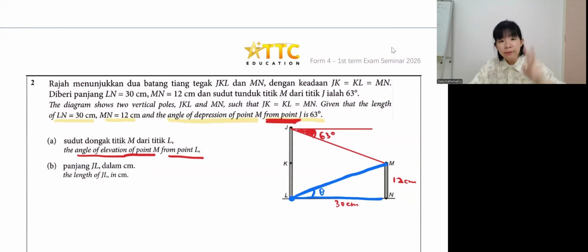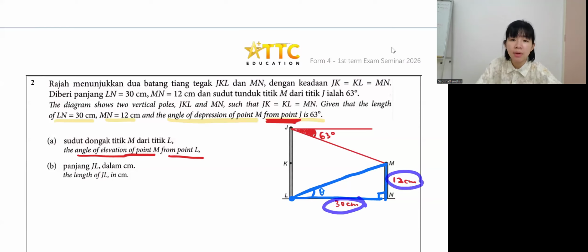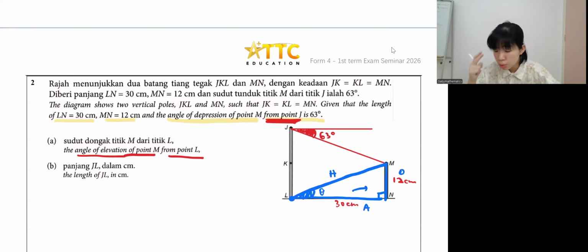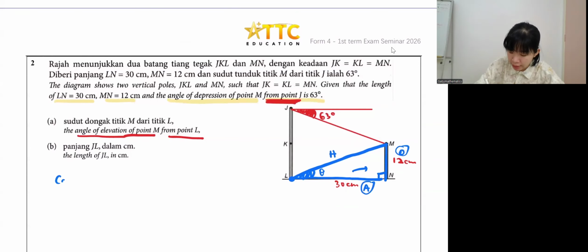So every time we need 2 pieces of information in a triangle. So this triangle got 2 pieces of information. It has 12 cm and 30 cm. So we use sine, cos, or tangent. Okay, you label the opposite of the angle. This is O. This is H. This is A. So what do you think? Among 3 sides, we have to choose 2. So we choose the 2 with information. So 12 cm, we choose O. 30 cm, we choose A. OA. OA is tangent. So for question A, tangent theta equals O over A, which is 12 over 30.